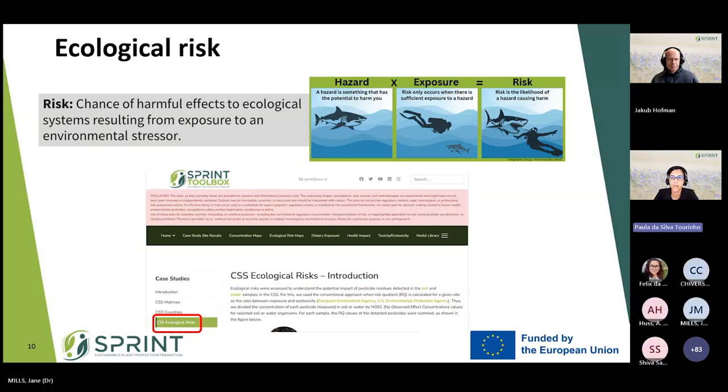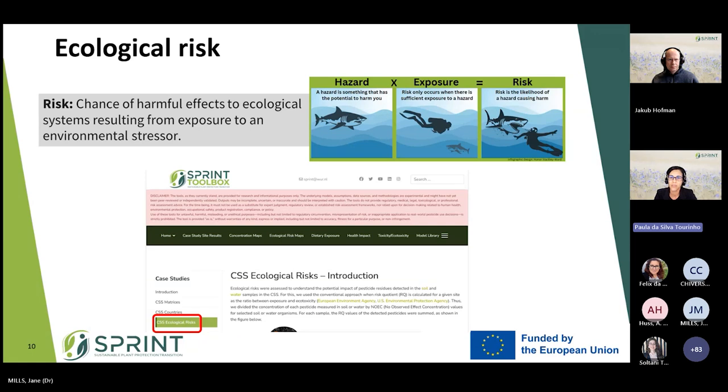Hello, good afternoon. I'm Paula, and I will present the ecological risk that we assess in the samples from the case study sites. So I will start by briefly introducing the risk concept here, and some of you might have seen this picture before. So we have a hazard, which is something that can potentially harm you. But that hazard will only be a risk if you're actually exposed to that hazard. So in this example, the hazard would be the shark swimming in the sea, and the risk would be if you are swimming in the sea with the shark.